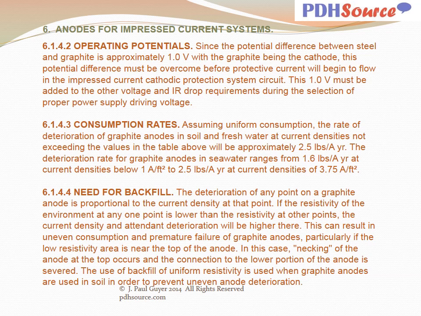The deterioration of any point on a graphite anode is proportional to the current density at that point. If the resistivity of the environment at any one point is lower than the resistivity at other points, the current density and attendant deterioration will be higher there. This can result in uneven consumption and premature failure of graphite anodes, particularly if the low resistivity area is near the top of the anode. In this case, necking of the anode at the top occurs and the connection to the lower portion of the anode is severed. The use of backfill of uniform resistivity is used when graphite anodes are used in soil in order to prevent anode deterioration.